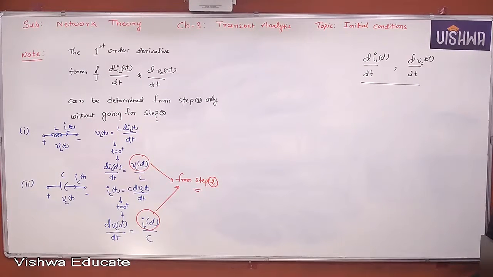Step 3: other than the first order derivative terms dIL of 0 plus by dt and dVc of 0 plus by dt, and any other derivative terms, definitely you have to go for step 3. It's a very, very important observation. If you remember these rules I'm telling you, you are going to solve any problem that you come across. Understand, all of you? Okay?